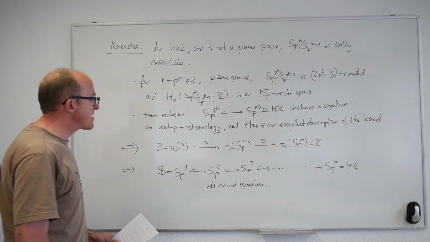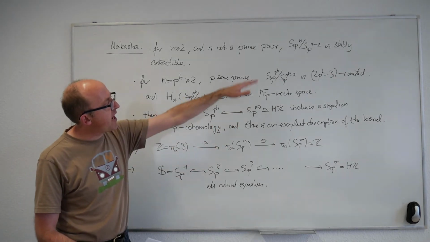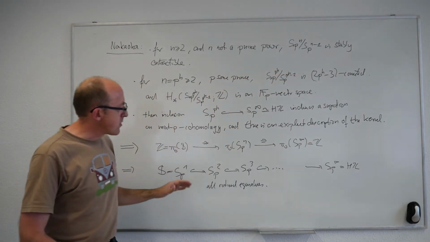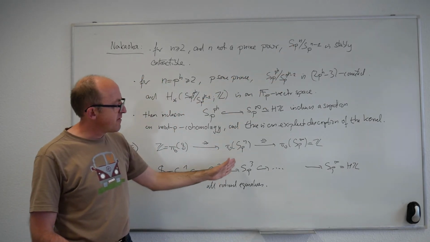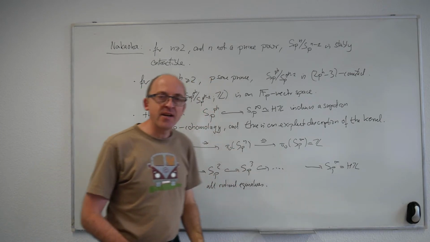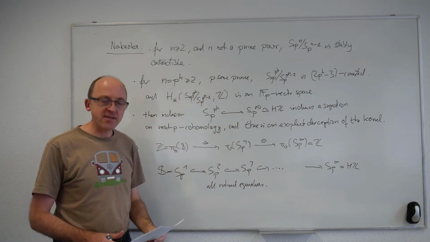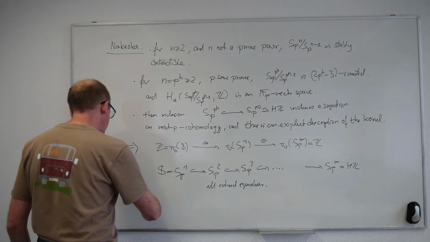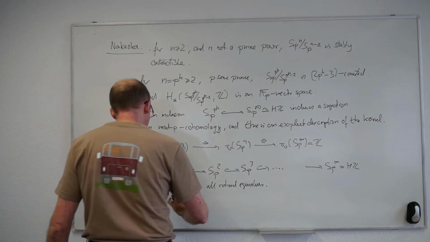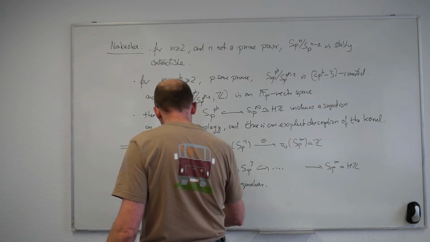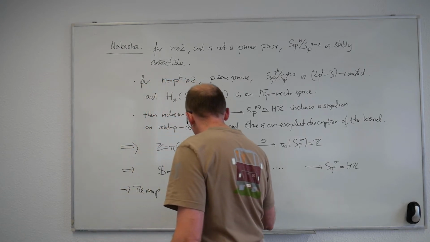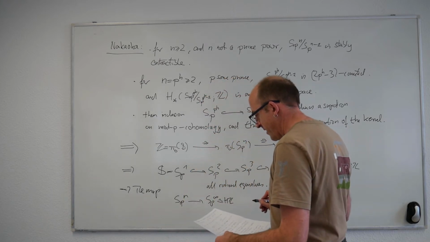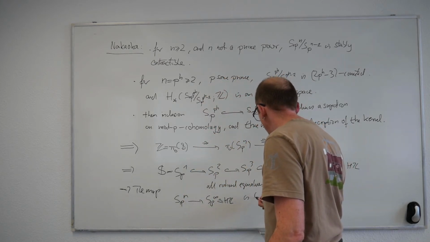Another consequence of this is that because the subquotients get more highly connected, roughly twice as highly connected as n is, the map from a fixed filtration stage to HZ is roughly 2n minus a little bit connected. So in particular, you also get that the map from Sp^n to Sp^infinity, which is equivalent to HZ, is 2n minus 3 connected.